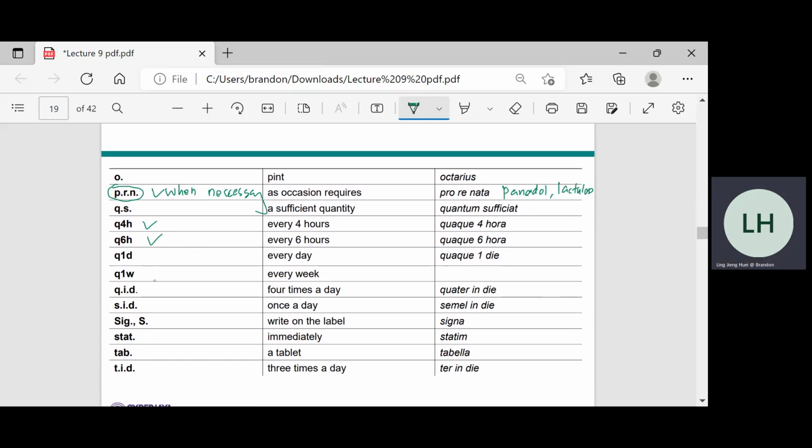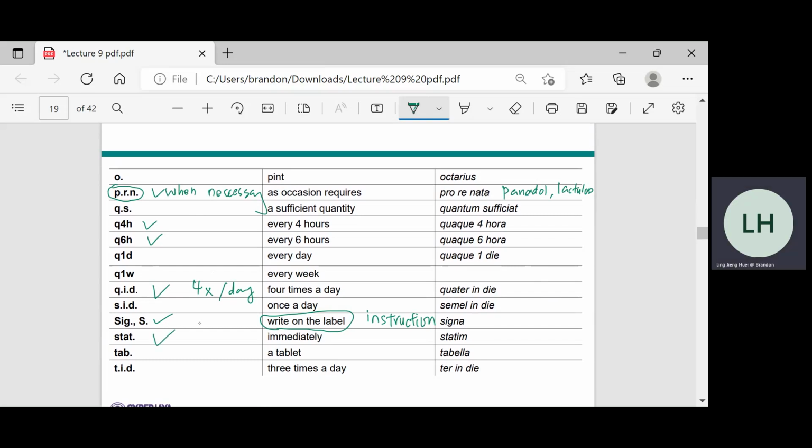And what else that you need to know? QID, tadi kita sudah bincang. QID means 4 times a day. So it's 4 times per day. SIG, okay, ini penting juga. So SIG means right on the label ataupun instruction lah. Instruction untuk patient. Okay, instruction for the patient, right on the label, SIG.